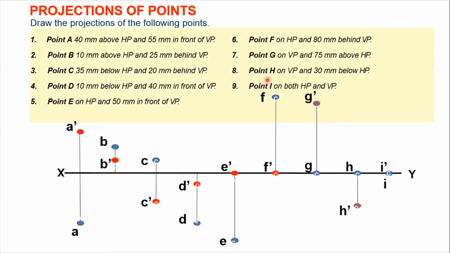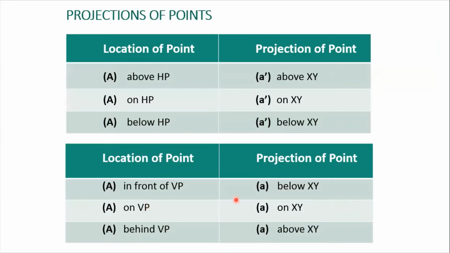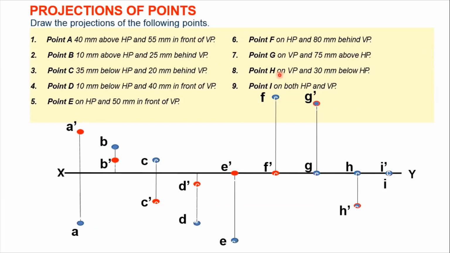Now point H on VP and 30 mm below HP. So on VP and below HP. So on VP, that means we will be having a point without dash on the XY line, and below HP, that means we'll be having A dash below your XY line. So let us plot this point on VP. That means we'll be plotting this point H on this XY line itself, and it is 30 mm below HP. That means below HP, below your XY line, and we'll be plotting its dash point below this XY line, which will be 30 mm below this XY line.